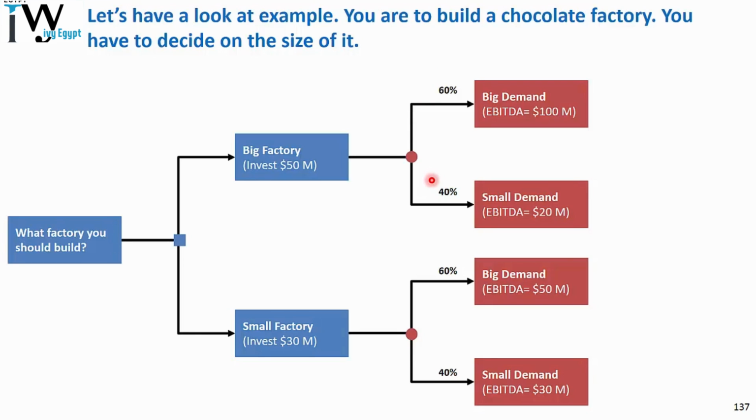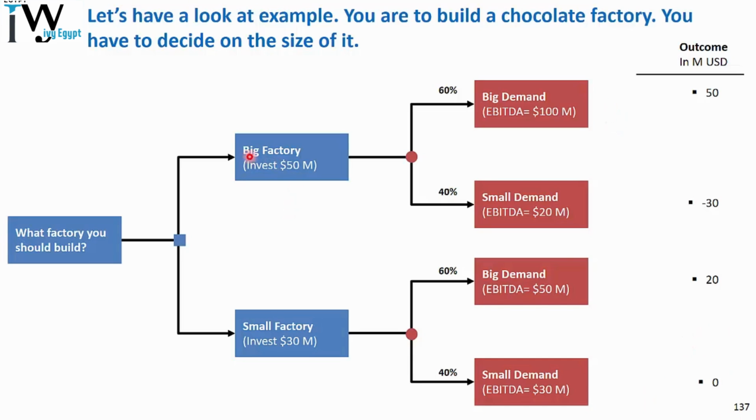This leads us to different outcomes. So if we build a big factory and we are faced with the big demand, then obviously the net effect will be 50 million, calculated as the difference between the 5-year EBITDA and the big factory investment cost. Small demand will mean that we will actually be losing money, so we will be 30 million net less, because the cost of the factory is 50 million, whereas the EBITDA will be just 20 million, so we'll not be able to cover all the investment costs. And we have the same for the small factory, so a 20 million outcome where we have a big demand, and the small demand will be 0.